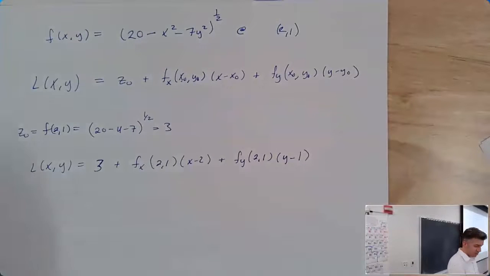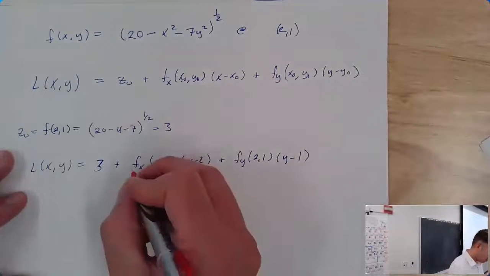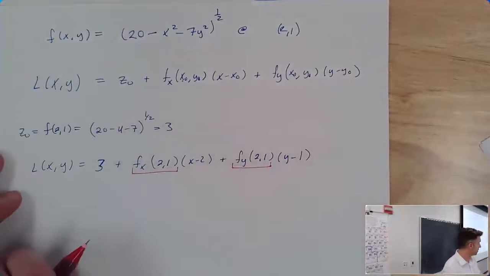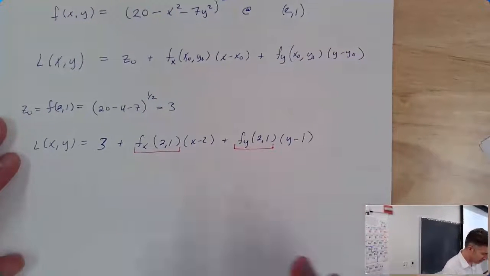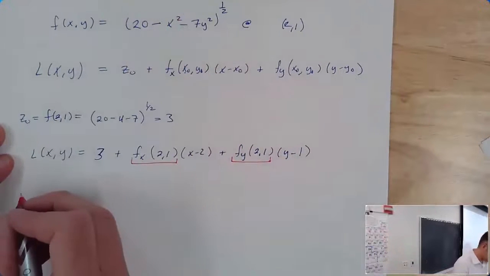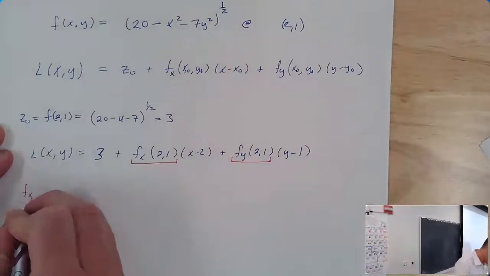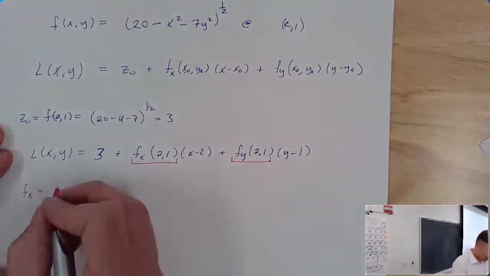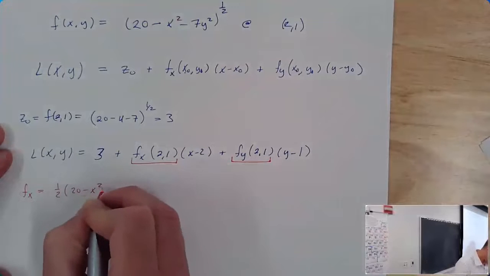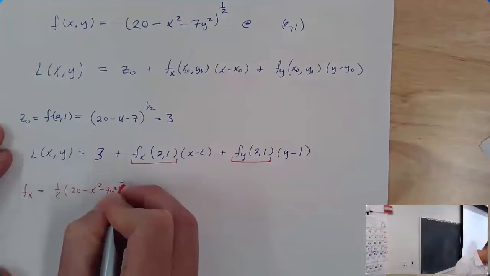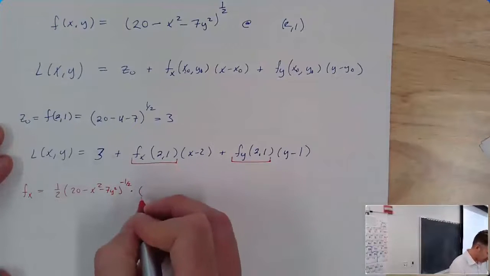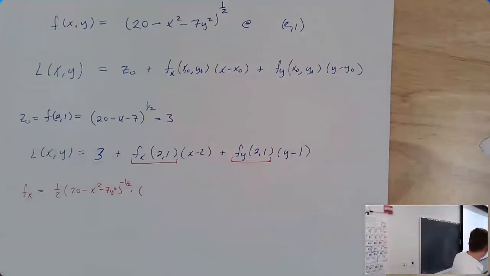So all we have to do now is figure out what our partial with respect to x is, and what our partial with respect to y is, and plug in for those. So let's do that. So here's our function. Let's take its partial derivative. This is plural. So fx is going to be 1/2 times our stuff to the negative 1/2 power times the derivative of the inside stuff, which is going to be, what is the derivative of the inside stuff here?